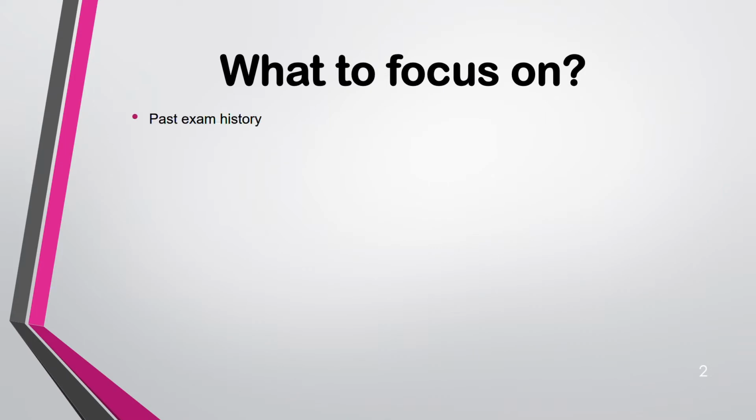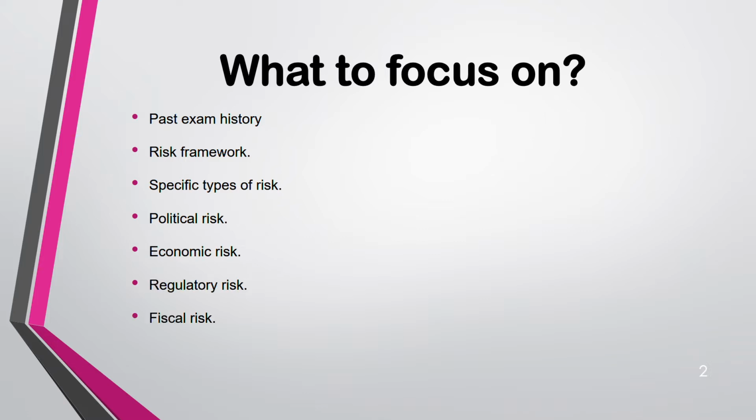Here we are going to focus on the past exam, the risk framework, because some theories are needed. You will be getting some questions no matter what. Just not the calculation, but focus on the discussion as well. Specific types of risk: political risk, economic risk, regulatory risk, fiscal risk, credit risk. We are going to explain what each of these risks means. And value at risk. Value at risk actually comes in your investment appraisal, but maybe because it is risk, they have put it under risk management. But anyway, it does not matter where it falls. The thing is, you need to understand the concept.